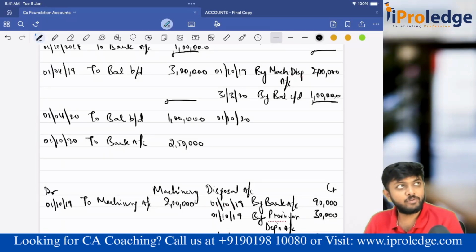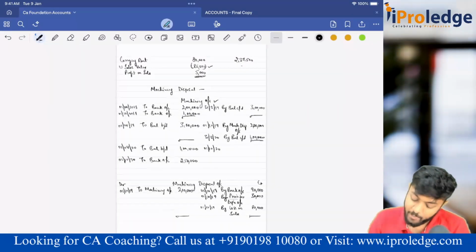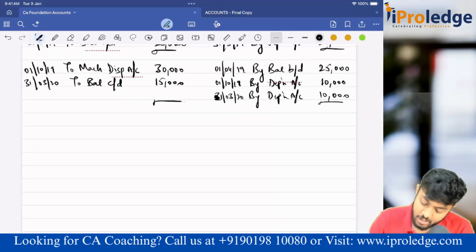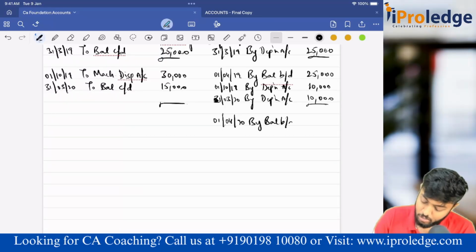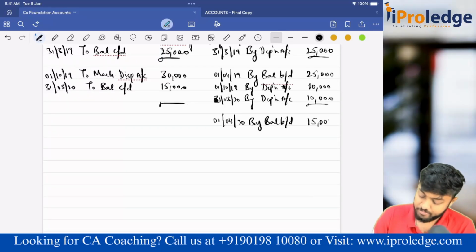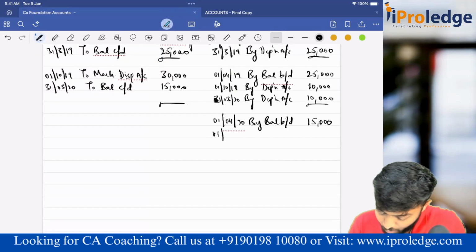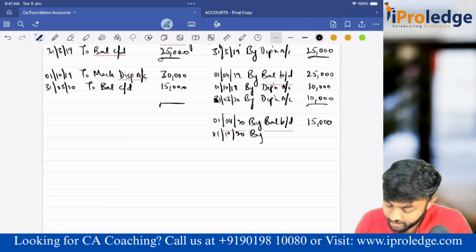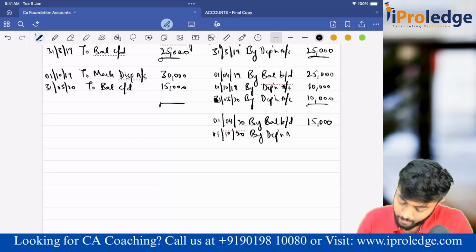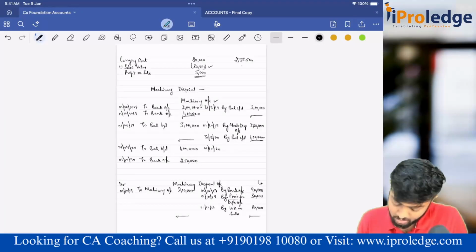So first step, give depreciation till the date of sale. Depreciation will be given here. So let's first carry down the balance. 1-4-20 by balance brought down 15,000. Then on 1-10-20 sale is happening. Till that date, first give depreciation on the sold asset. By depreciation account, how much? See the working note.